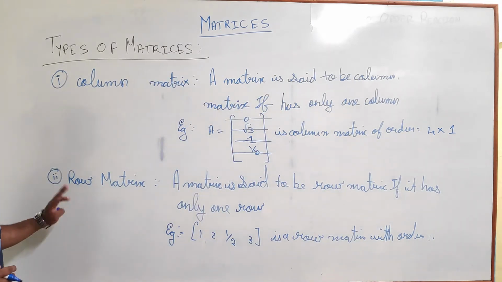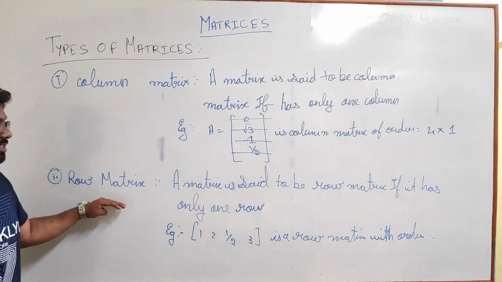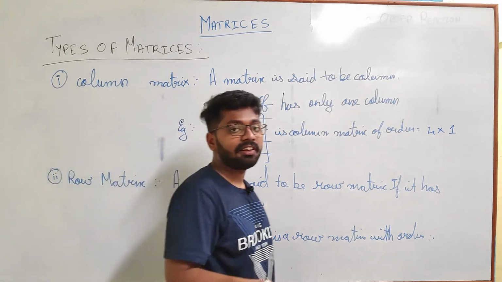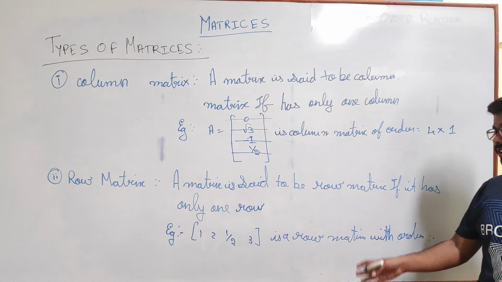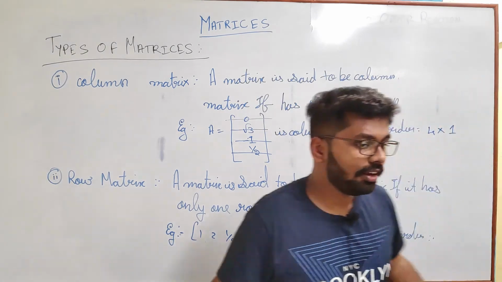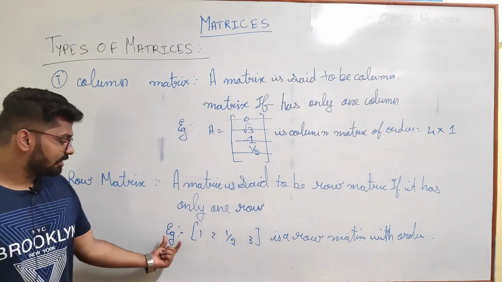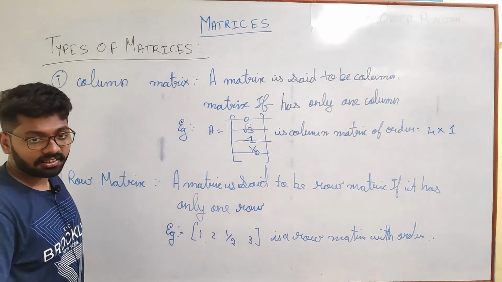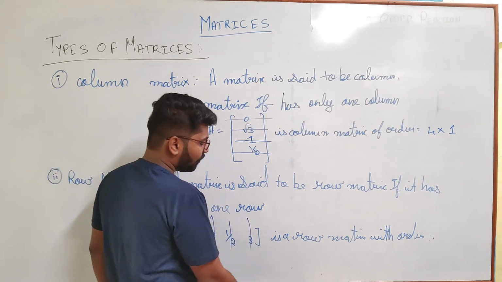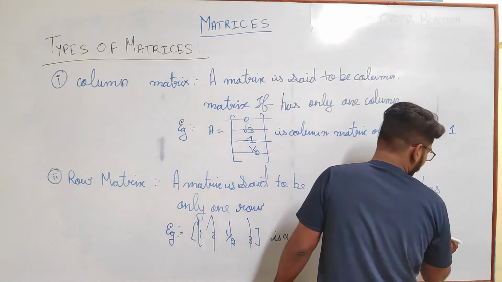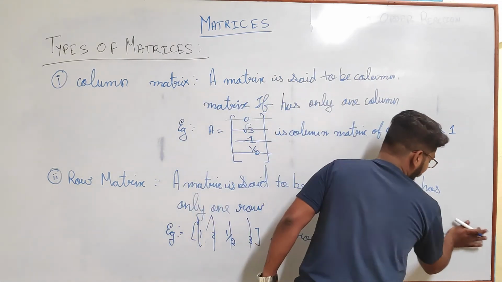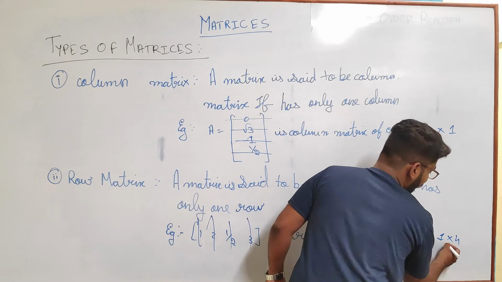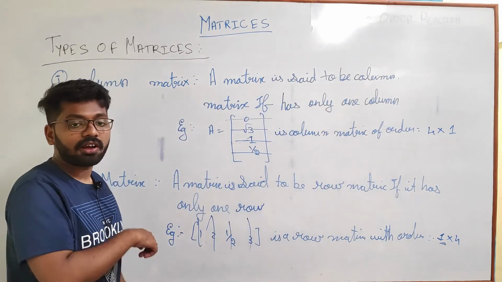Okay. So the second type of matrix is the row matrix. A matrix is said to be a row matrix if it has only one row. For example, you can see here, this is one row. How many columns are there? 4. So 4 columns, 1 row. So the order is 1 into 4, because the row should always come first, after that the column.